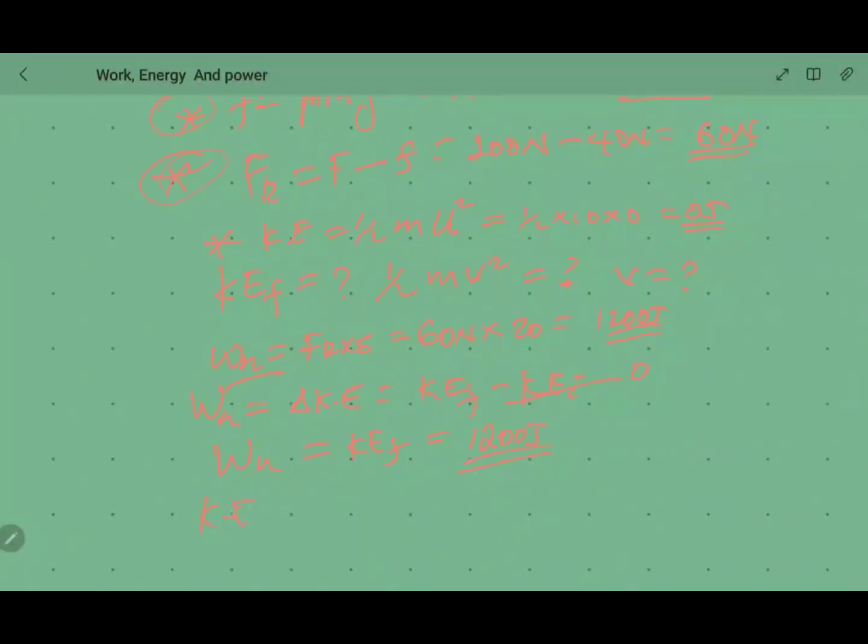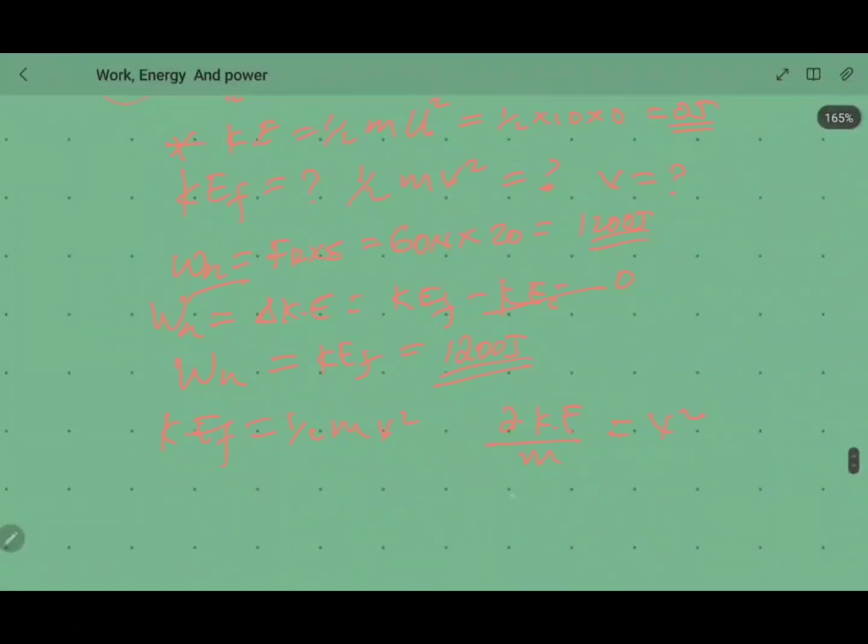But kinetic energy final is how much? It is half times the mass times the v final square. So 2 times the kinetic energy final divided by the mass is going to give you the square of the speed. This is 2 times the kinetic energy final over the mass, which is 10. So this gives you the v square. The v square is 240 meter square per second square.